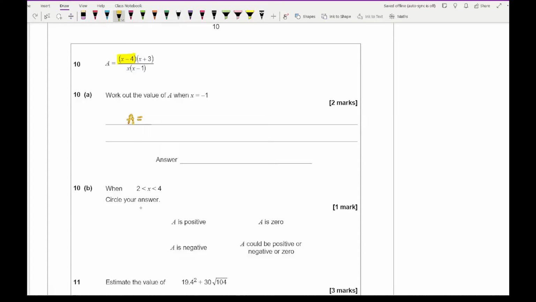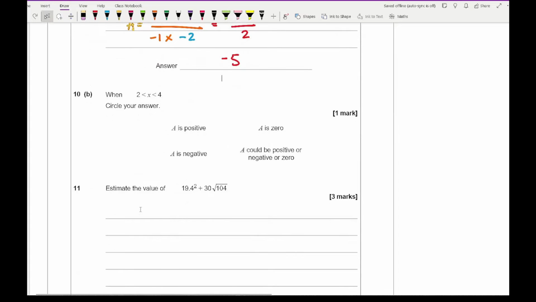Now if I substitute -1 into that bracket, I end up with -1 minus 4, which is -5. I then multiply that by this bracket, so if I substitute x equals -1, I get -1 plus 3, which is 2. I then have that over -1 times, and if I substitute -1 into this bracket here, I end up with -2. Simplifying all of this, I get -5 times 2, which is -10, and I've got -1 times -2, which is +2. So -10 divided by 2 is -5.